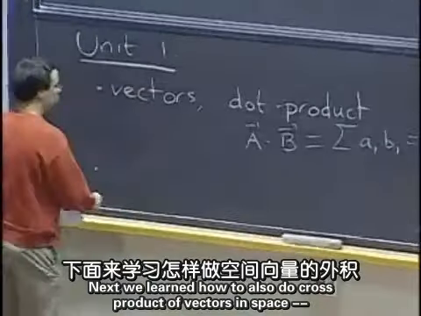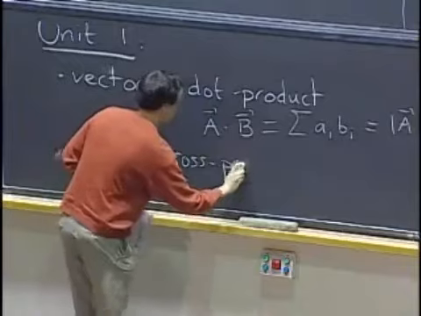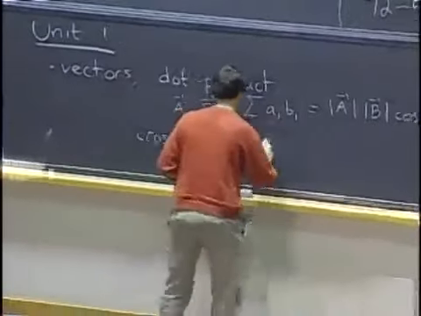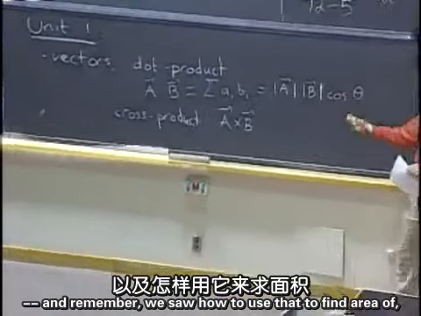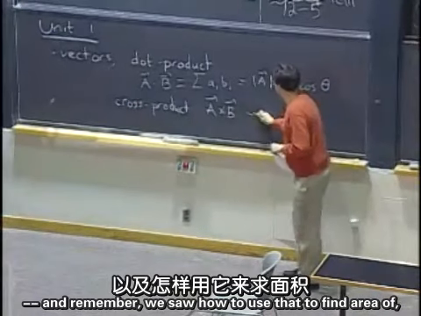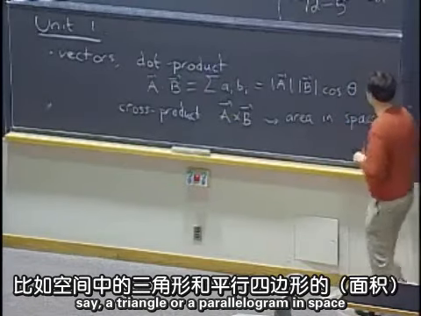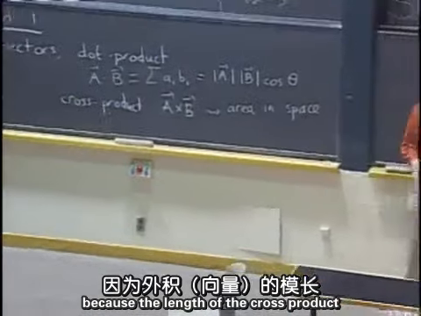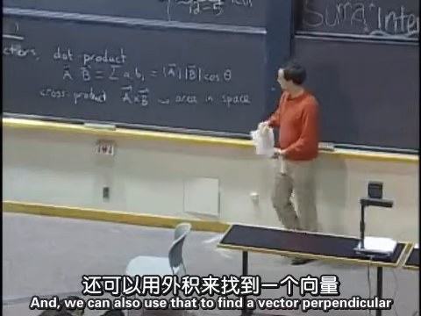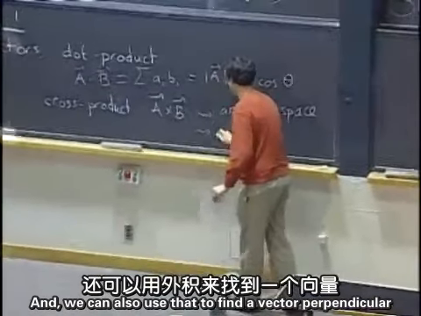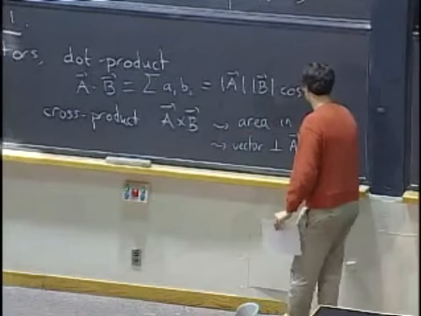Next, we learned how to also do cross product of vectors in space. And remember, we saw how to use that to find the area of, say, a triangle or a parallelogram in space, because the length of the cross product is equal to the area of the parallelogram formed by the vectors A and B. And we can also use that to find a vector perpendicular to two given vectors A and B.